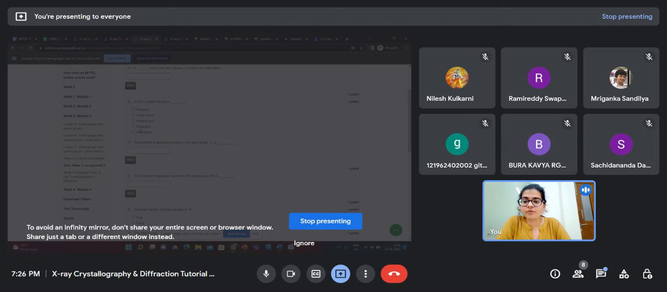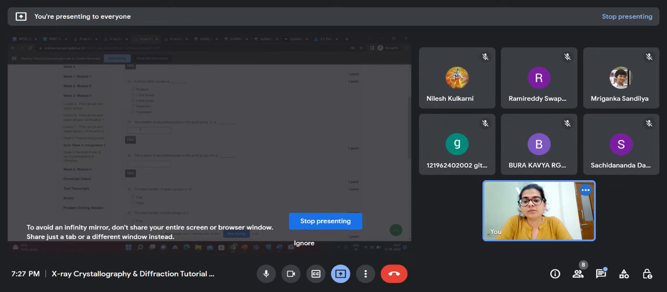So, great. We will move to question number three. The question number three is about point group. This is point group 1 bar. In this, they are asking the number of equivalent points in the point group 1 bar.